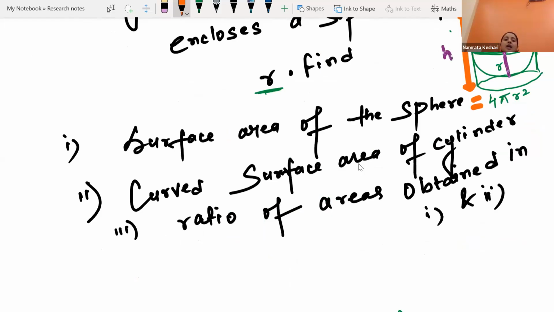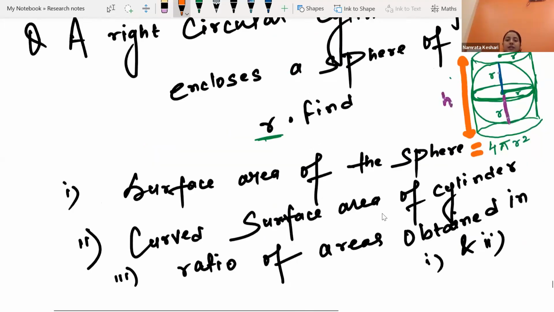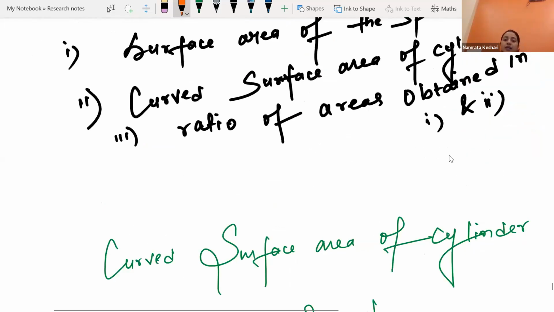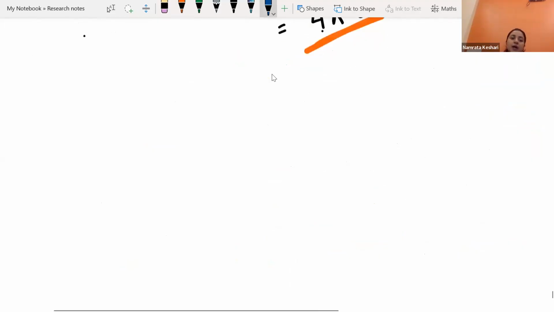Now part 3 says to find the ratio of areas obtained in 1 and 2. See, the surface area of the sphere in 1 is 4 pi r square. In 2 we have got the surface area again 4 pi r square. So the third part is finding the ratio of whatever area we found in part 1 and part 2. While finding the ratio, it is clearly written 1 is to 2. So this is also important.